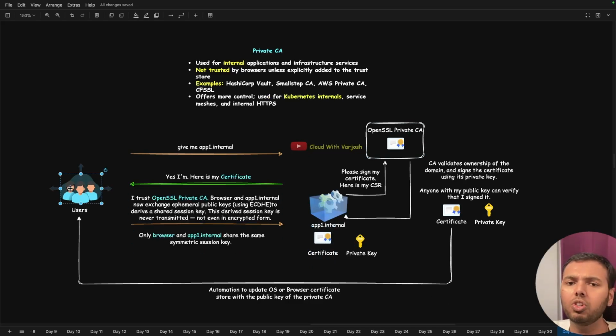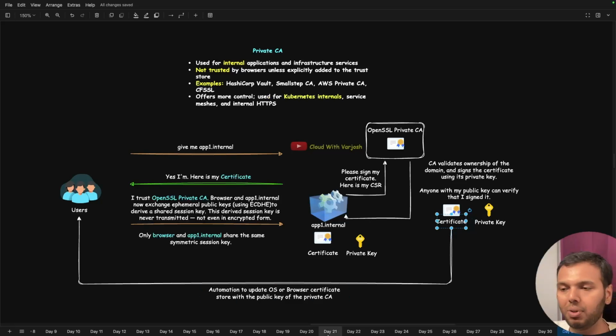But when users want to access your website app1.internal, they do not have this certificate in their trusted store. So whenever your website is accessed, they will receive a notification on screen that this website cannot be trusted. And you do not want that, because you know the website is trusted and it is a legitimate use case. So how do you get around that? You can always have automation in place, and that automation can copy this certificate onto the browsers and the OS's certificate store.